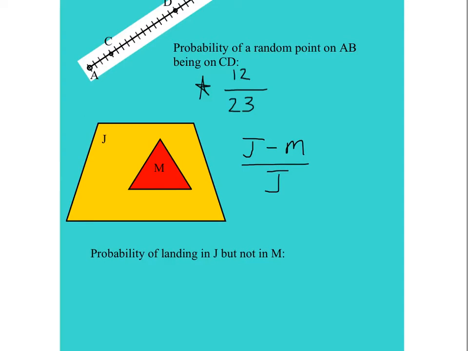Total area here is the entire trapezoid, even including M. But we know that the favorable area does not include M, so we're going to take the trapezoid's area and subtract the triangle's area, and it's going to be all over the trapezoid's area, J. So that's how we would calculate area favorable. We want to think about how we get the area of the region that we want, and it's always over the total area of the region that we're looking at.